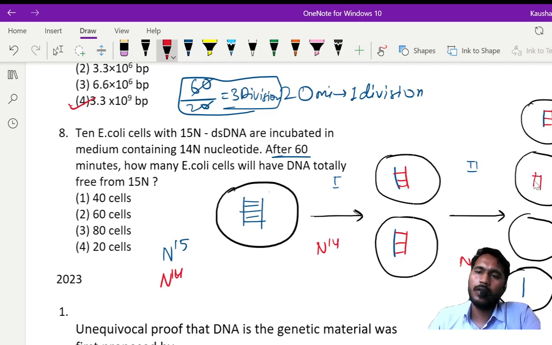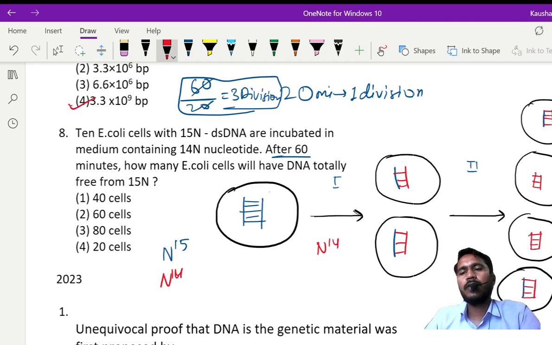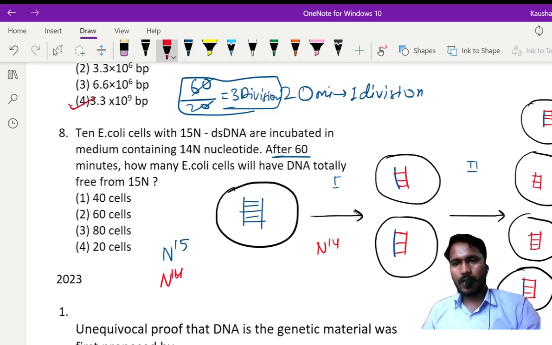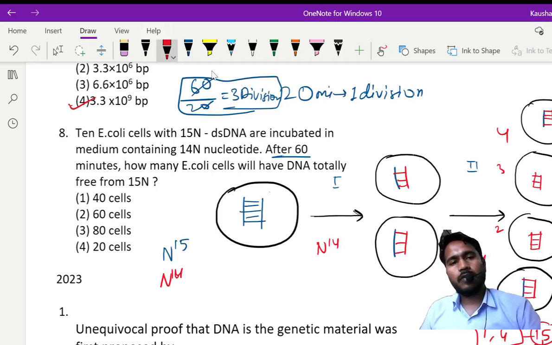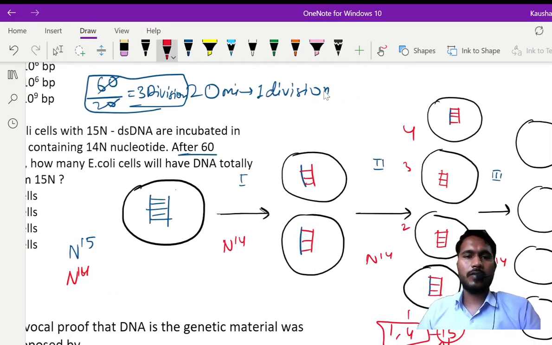This is the DNA I'm making here. Now, all these strands are N14. Got it? So how many cells are there in the second generation with N15? First, second, 3, 4. So only the first and the 4th have N15. Like that, if you go to the second generation, third generation, then what will you find? Only 2 will be N15, remaining will be N14.